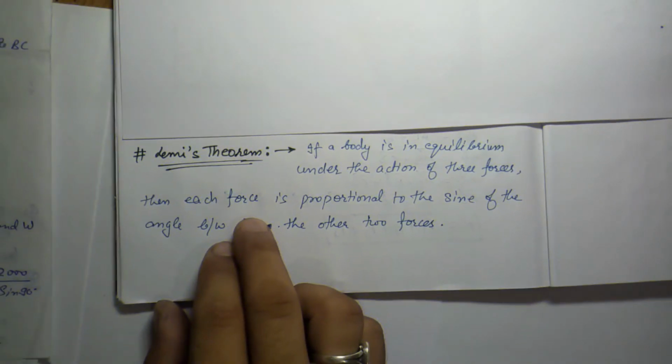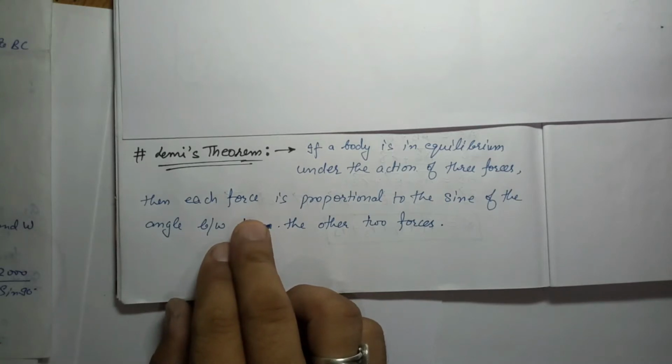Now Lami's theorem states that if a body is in equilibrium under the action of three forces, each force is proportional to the sine of the angle between the other two forces. Now what is the meaning of that? Let's discuss with the help of a diagram.